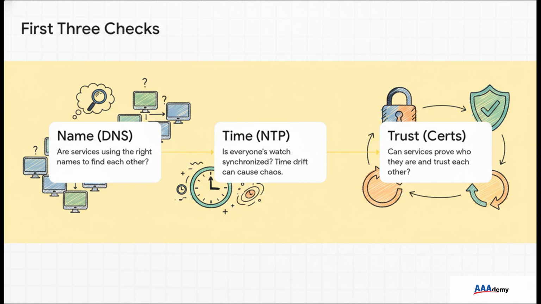You can think of this as the identity and time layer. Can services find each other by name? Is everyone's clock synchronized? And crucially, can they prove who they are with valid certificates? Trust me, ignoring these foundational services is a classic rookie mistake.